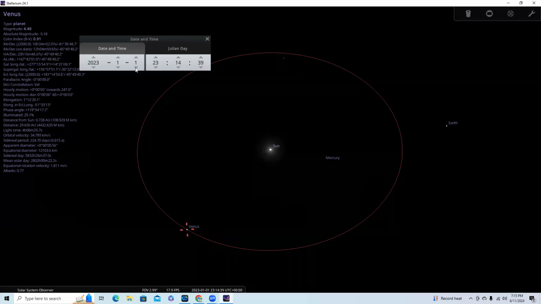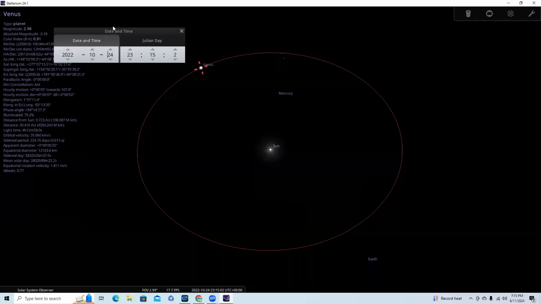For the superior conjunction, we will go to 2022. And it will be around there, right? Well, maybe more like this. Actually, wait. Yeah, that makes sense. So around the 24th of October in 2022, that's when Venus was at superior conjunction, at the farthest distance from us. Okay, so that's simple.